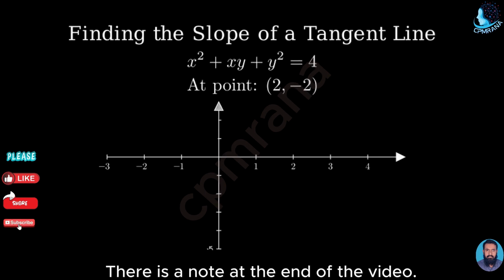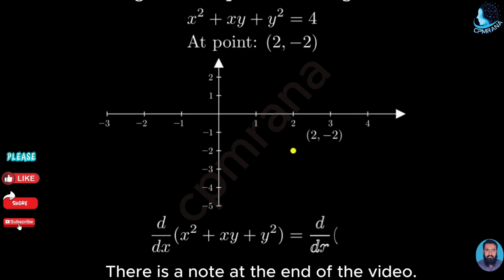Let's visualize this. We won't plot the full curve as it's complex, but we'll represent the point where we'll find the tangent. To find the slope, we'll use implicit differentiation. Let's differentiate both sides of the equation with respect to x. Remember, when differentiating y terms, we use the chain rule, so we'll get a dy/dx term.